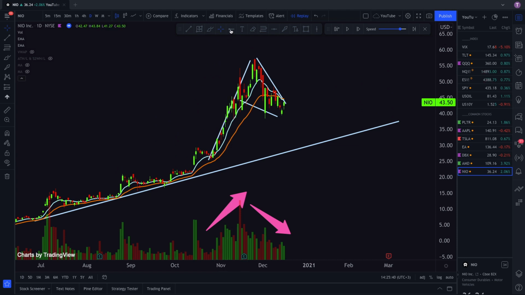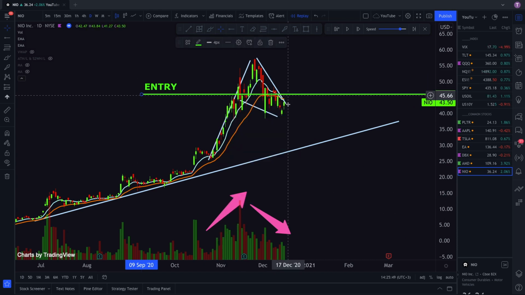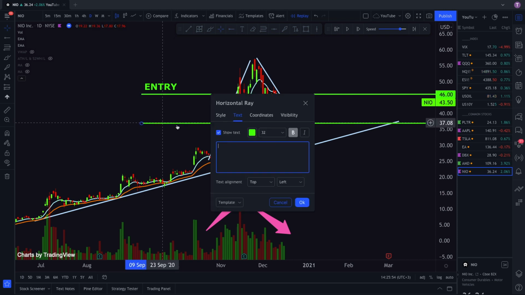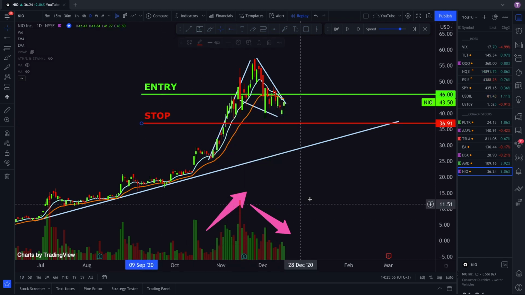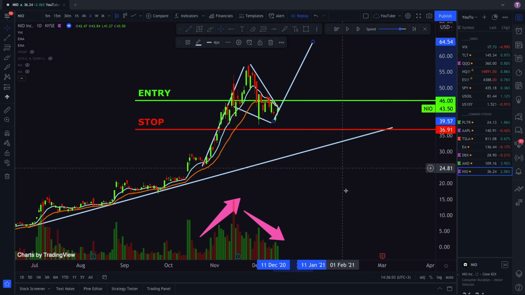Now, how do we enter this trade? We wait for a breakout from the flag and place our stop loss order just below the flag. Now the expected move is around the length of the pole. Let's play the trade.